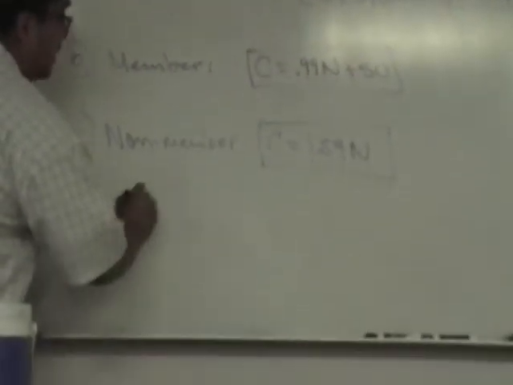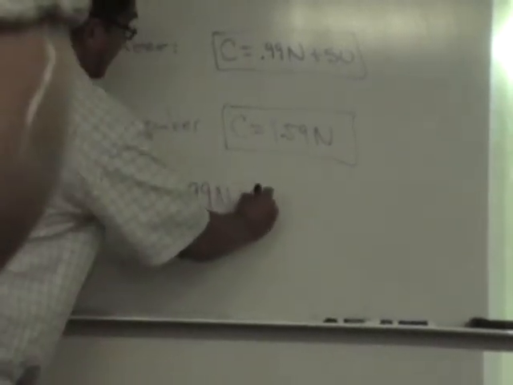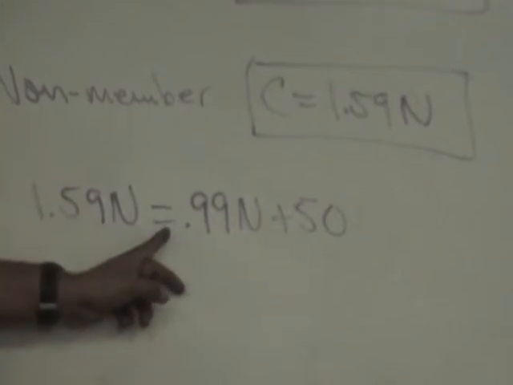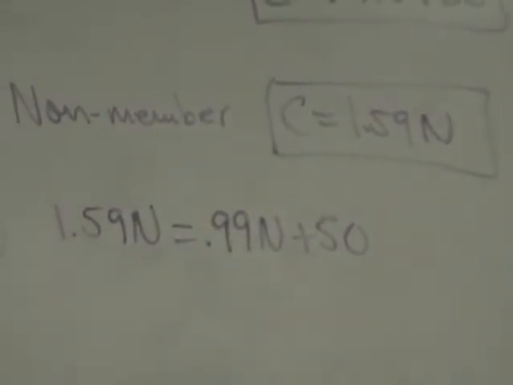We're going to say, I want to know when 1.59n equals 0.99n plus 50. This is the cost for non-members, that's the cost for members. When will they be the same? Well, when these two expressions are equal. Now we just need to solve this equation for n.